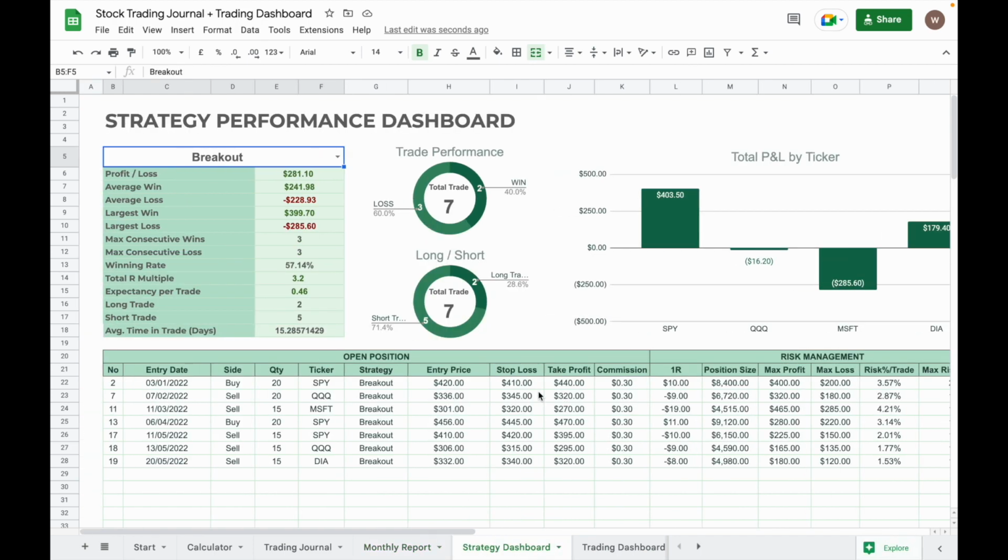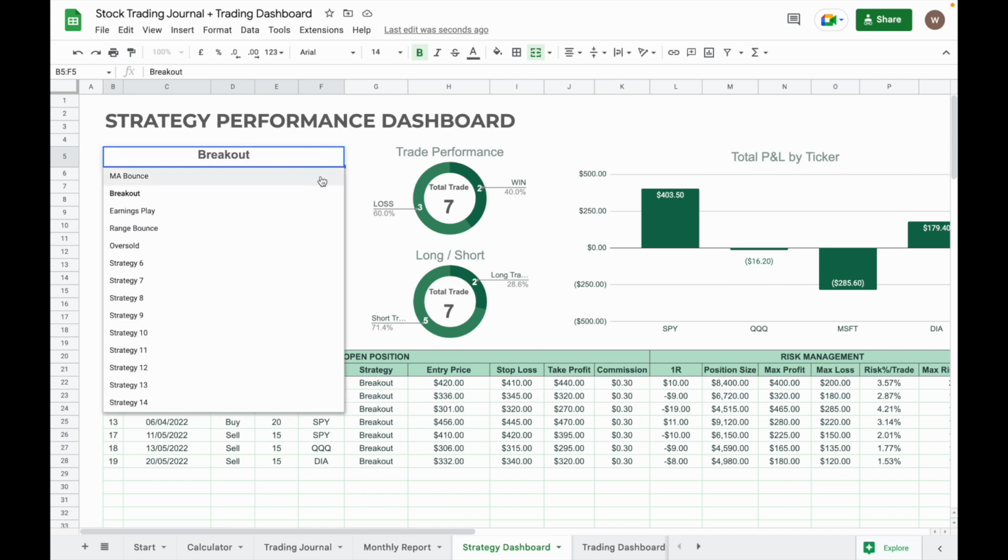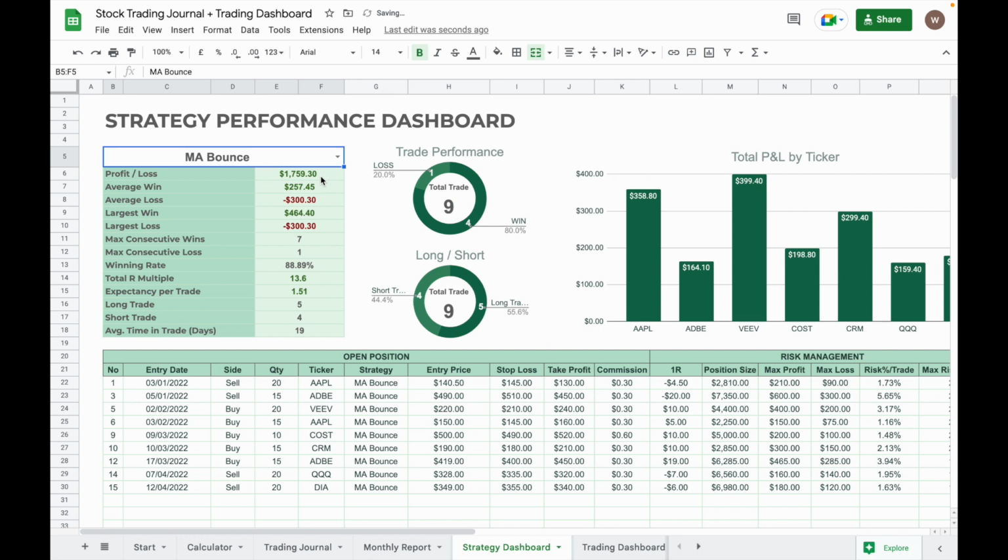The strategy performance dashboard lets you see how each of your individual trading strategies is performing. This allows you to identify which strategies are working well and which may need to be improved. Just select the strategy from the drop-down list here, and it will show all the trades taken using the strategy and all the related statistics such as profit and loss, win rate, and average return per trade.